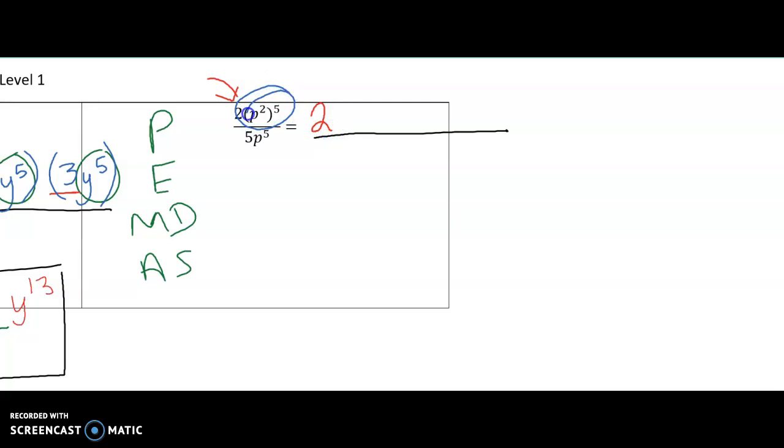What is to the 5th power? P to the 2nd. So that's going to be P to the 2nd times P to the 2nd times P to the 2nd times P to the 2nd. Oh my gosh, I'm getting tired of saying that. There we go. So now I'm going to carry everything in the denominator because there's nothing to do there.